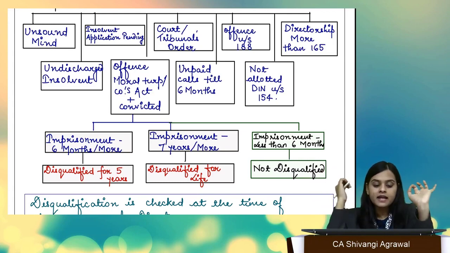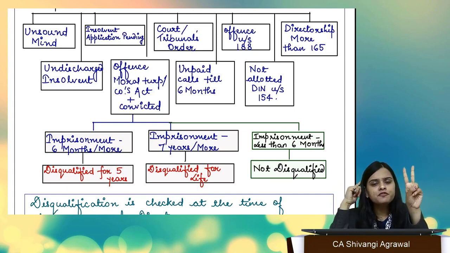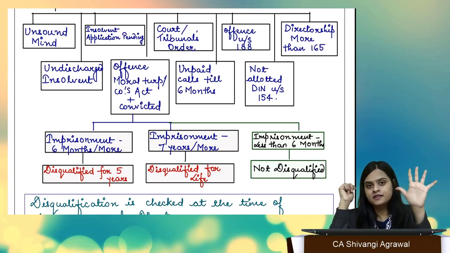Next, if you have been convicted by the court, that means you have been found guilty by the court. You have done some offense, moral turpitude or otherwise. You have been found guilty and the court has given you a sentence of imprisonment. The imprisonment is 6 months or more. Then you are disqualified for 5 years.